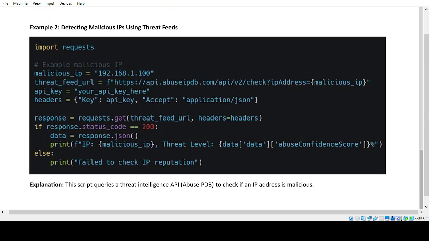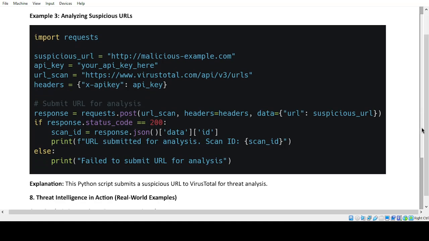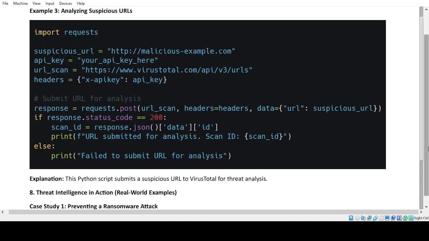Example 2. Detecting malicious IPs using threat feeds. Explanation. This script queries a threat intelligence API, AbuseIPDB, to check if an IP address is malicious. Example 3. Analyzing suspicious URLs. Explanation. This Python script submits a suspicious URL to VirusTotal for threat analysis.